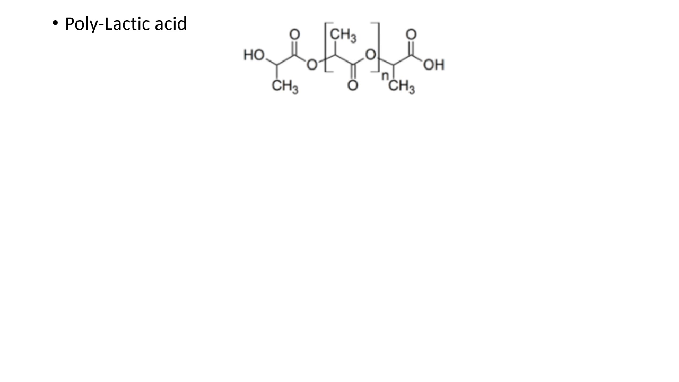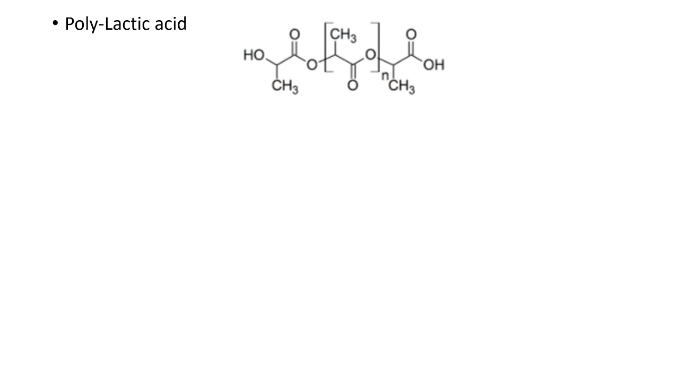The next example is polylactic acid. So what is this? Polylactic acid can be synthesized from renewable source. This is the polylactic acid structure. So alpha hydroxypropionic acid is the monomer for this, and it is obtained from corn or sugar beet for manufacture of the polymer. So conventionally, the alpha hydroxypropionic acid was obtained from crude oil. So that is the conventional feedstock.